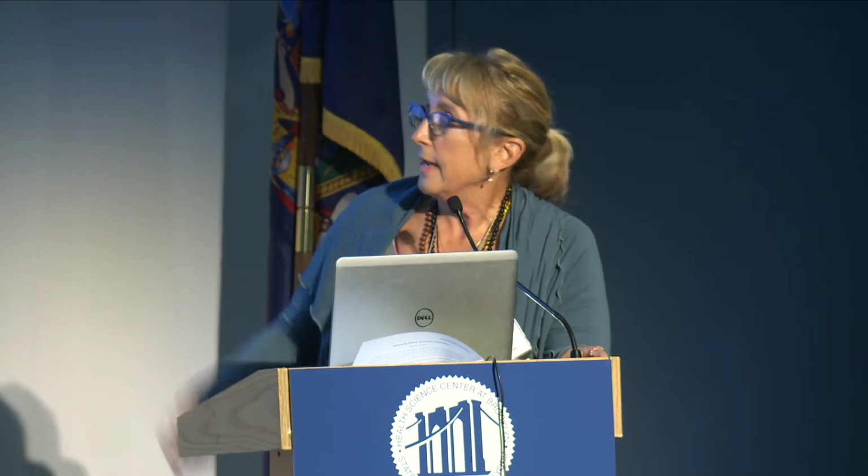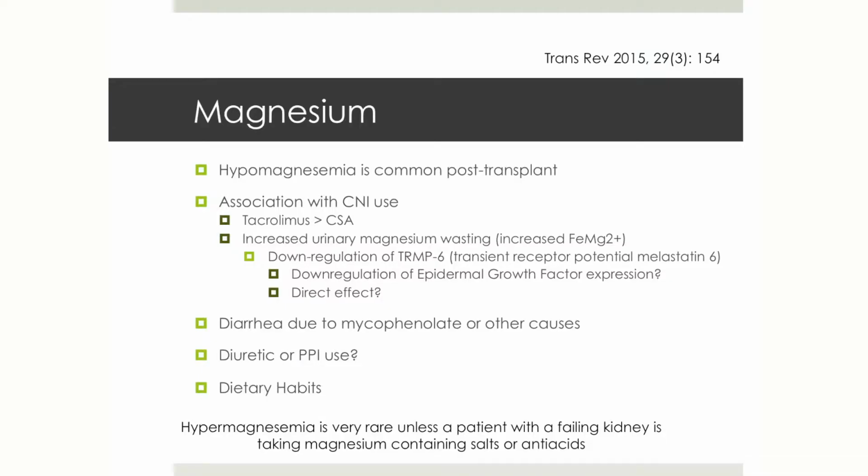So TRPM6 is actually affected in itself by epidermal growth factor, and both of these are affected by the calcineurin inhibitors. TRPM6 is very important as a driver for magnesium reabsorption in the loop of Henle. And so if TRPM6 is low, then you're going to waste magnesium. And that's something that's been seen with patients who are treated with calcineurin inhibitors.